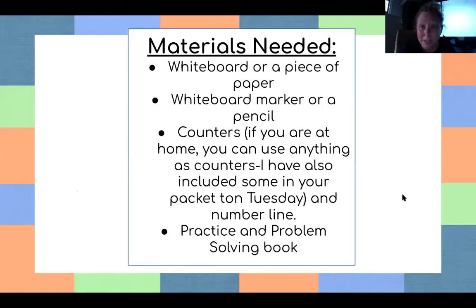These are the materials that you are going to need for this lesson. You are going to need a whiteboard or a piece of paper, a whiteboard marker or a pencil, counters. You can use anything that you have at home, or you can use the ones that we used earlier this week. And a number line, it's in your packet, and your practice and problem solving book for independent work today. Here we go.